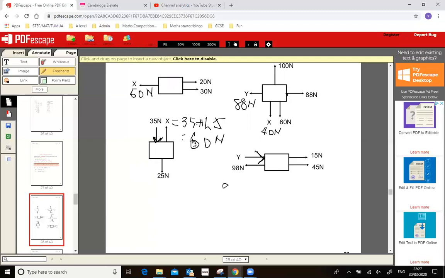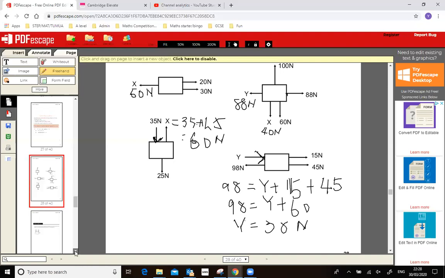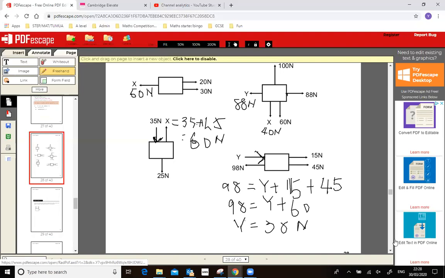So that means we have 98 equals, in this case, Y plus 15 and then plus 45. So we'll get 98 equals Y plus 60. So Y must be 38 Newton. Great. So after we look at a simple example, let's put it into context. So let's move on to our first worded problem.